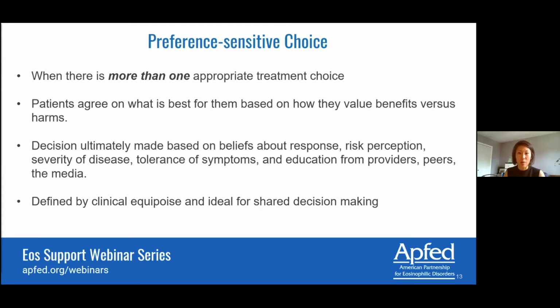And again, a preference-sensitive choice is defined by what's called clinical equipoise. When there are equally good options, this is a perfect situation for shared decision-making.